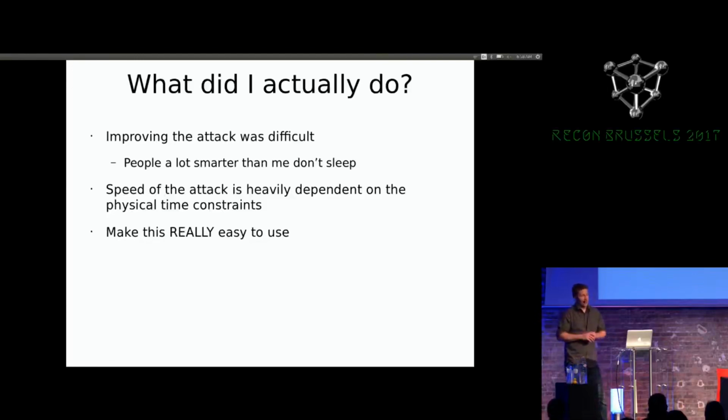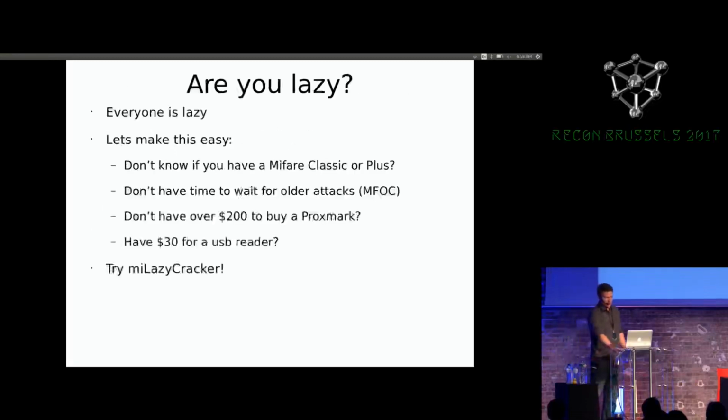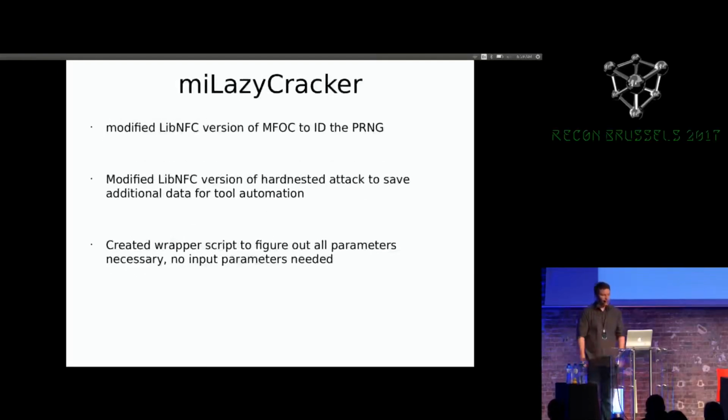So my goal was really just to make this easy to use. It took me a month or two of my spare time and a fair amount of money to get this up and running. So I figured if I can do it for $20 and no one has to type in a single command, then maybe it'll get used a little bit more. So the point of this is I think everybody's lazy. I'm lazy. If you don't know if you have a MyFair Classic or MyFair Plus, you don't know what kind of pseudorandom number generator it has, you don't want to spend $200 or a month trying to figure this out, all you have to do is download this. There's an installed script, and you can run it with no arguments to find the keys on your card.